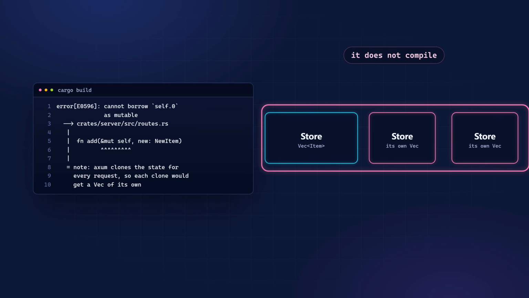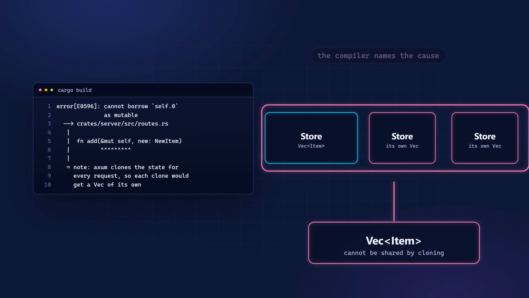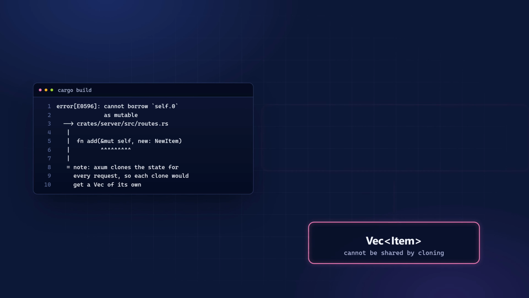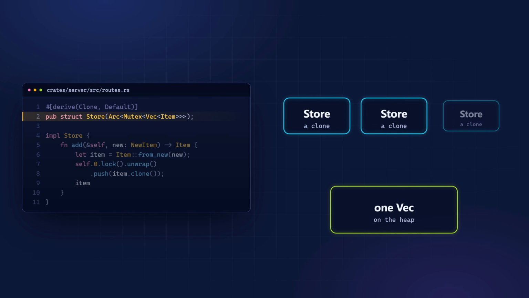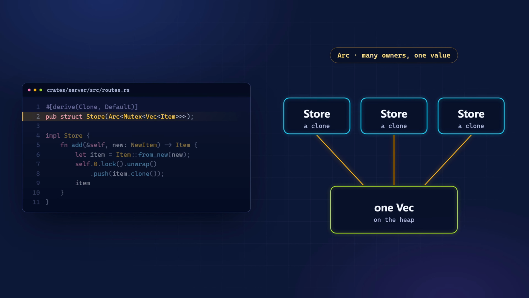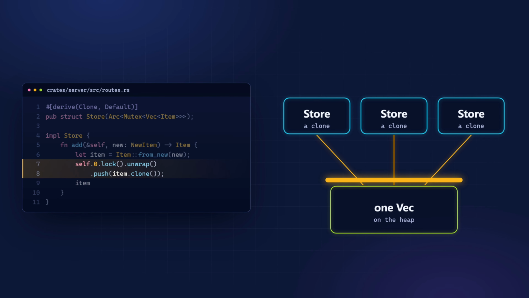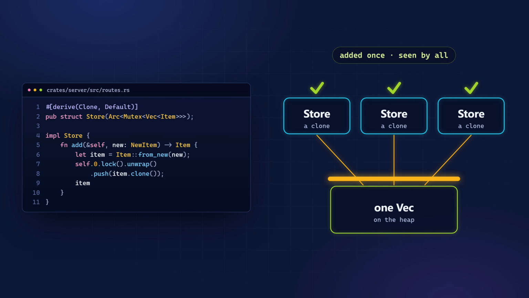The strict compiler correctly blocks this code. It tells you exactly why immediately: standard vectors cannot be shared across threads. What you actually want is one master list that every other thread shares. Arc does exactly that perfectly. Many owners can safely share one single value. Mutex is the vital other half. One writer completely prevents any data corruption. Add an item just once and every single clone properly sees it.